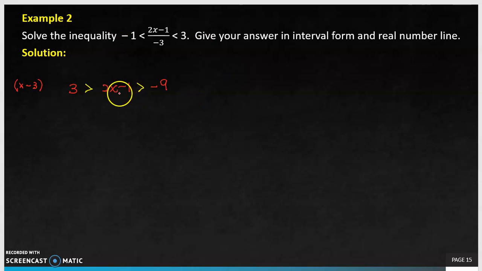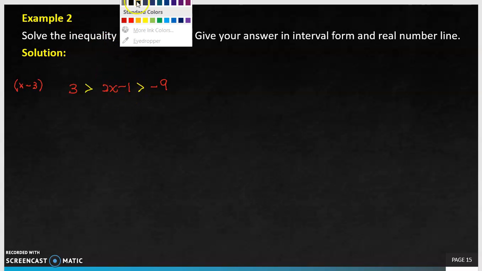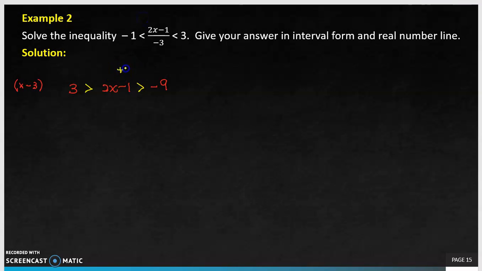Next, here is minus 1. How are we going to eliminate the minus 1? We are going to plus 1. So here we need to plus 1, and here we need to plus 1. So 3 plus 1 becomes 4, greater than. 2x minus 1 plus 1 now becomes 2x, greater than. -9 plus 1 is -8.